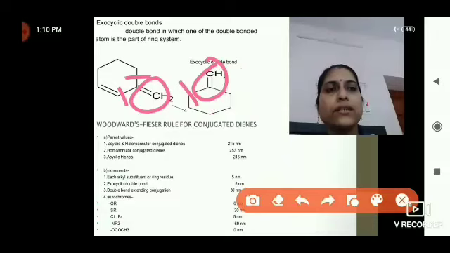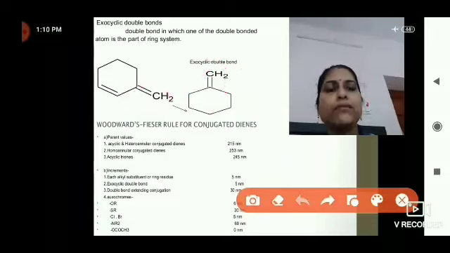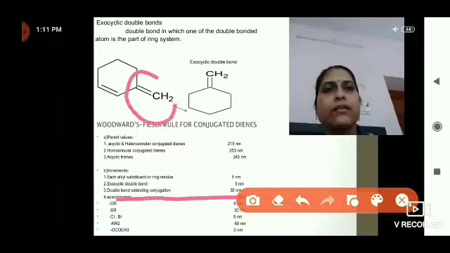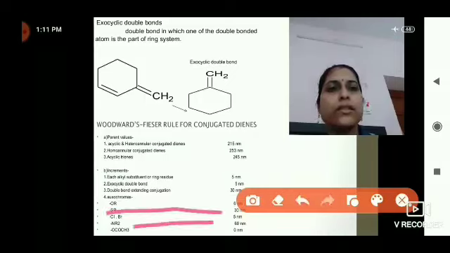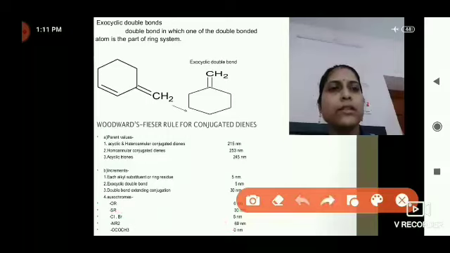So for each increment, there is a lambda max value additionally given. For an alkyl substituent or ring residue, the value is 5 nanometer. For an exocyclic double bond, the value is 5 nanometer. Again, for a double bond extending conjugation, if this is the double bond and this is extending the conjugation, in this case the value will be 30 nanometer. If there is an auxochrome, then these are the values. Now we will see an example and calculate the lambda max value.